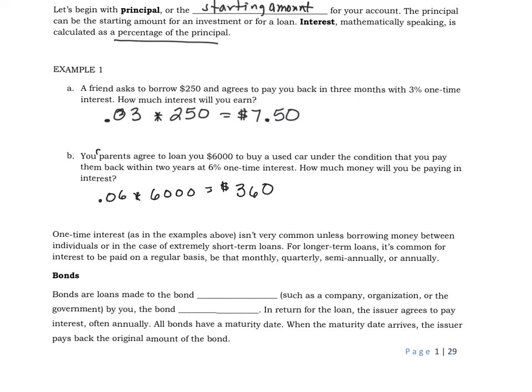One-time interest, as in the examples above, isn't very common unless borrowing money between two individuals or in the case of extremely short-term loans. For longer-term loans, it's common for interest to be paid on a regular basis, be that monthly, quarterly, semi-annually, or annually.